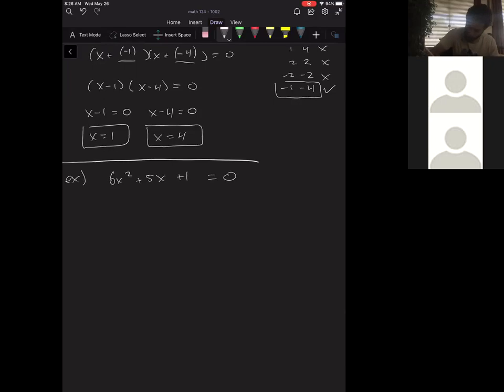Let's write this off to the side. Before we actually write this problem down, let's just talk about how we factor with the AC method.